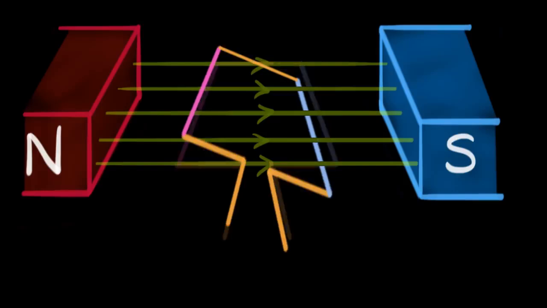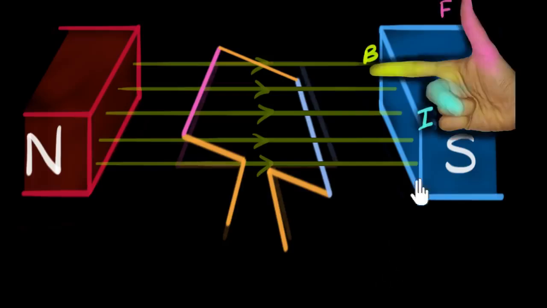Now, how do we figure out the direction of the induced current? Well, we have already learned something called Fleming's right-hand generator rule, which says you stretch the fingers of your right hand like this, such that they are perpendicular to each other. Then the thumb represents the direction of the motion of the wire. That is the direction in which you're pushing the wire. The forefinger gives us the direction of the magnetic field. Then our middle finger will give us the direction of the current.